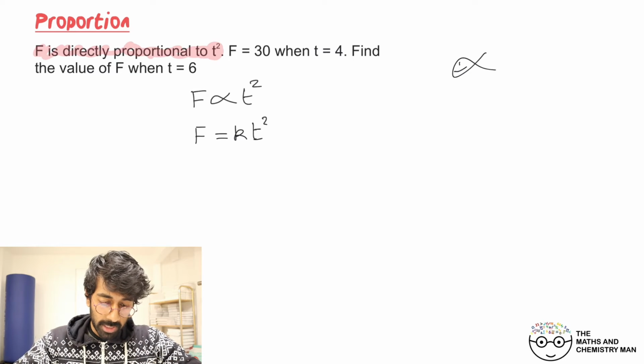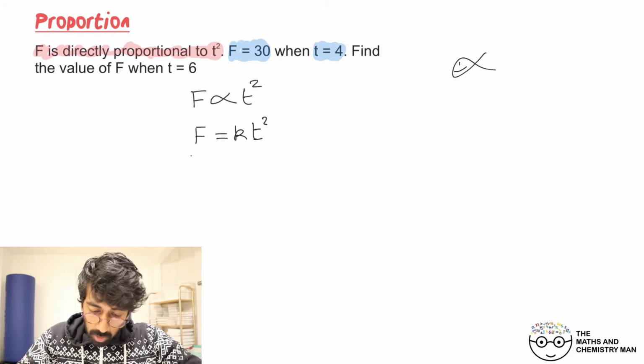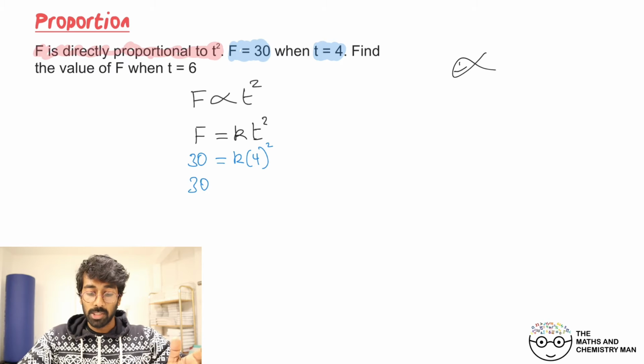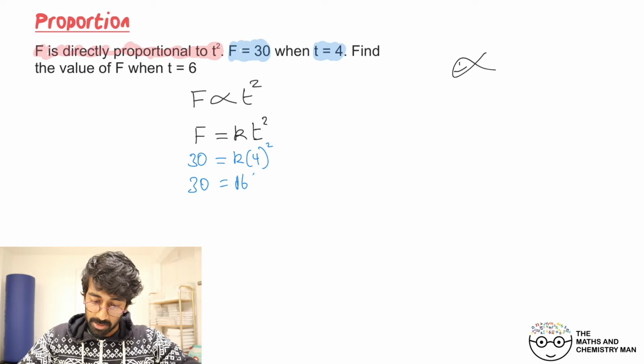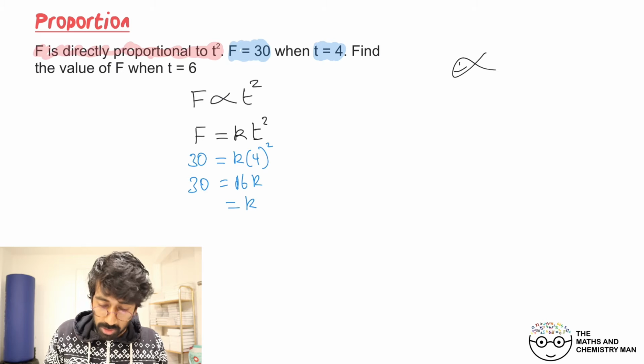Next, what are we told? Well, we're told that when f is 30, t is equal to 4. So when f is 30, we'll substitute 30 into there. And then we've got t as 4. So there we go. So what have we got? We've got 30 is equal to, should we say 16k then? Let me just separate these one second. There you go, 16k.